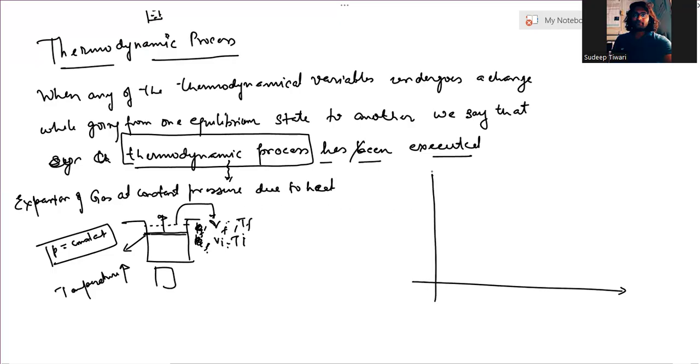Let's say I'm moving from one equilibrium state A to another equilibrium state B. I can join these points via different paths. Such a graphical representation of a thermodynamic process is called a path.